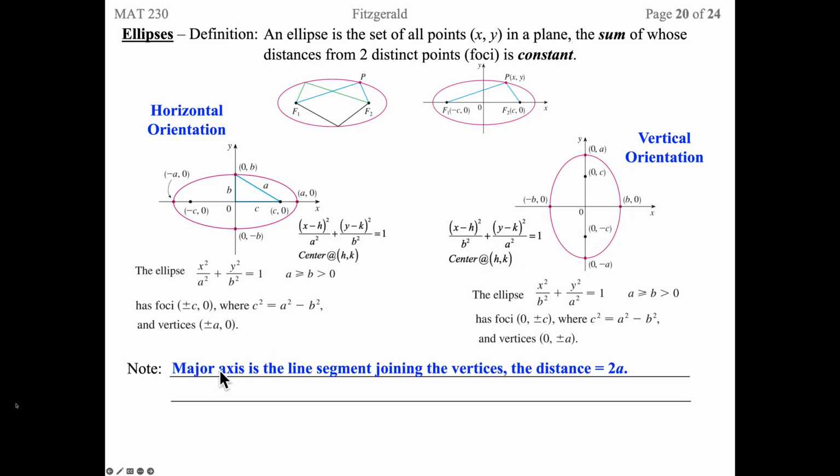So again, the major axis is the line segment joining the vertices. That distance is 2a. That's the major axis. The minor axis connects these two covertices. That distance is 2b. Remember, the constant sum and the length of the major axis are the same value, 2a.